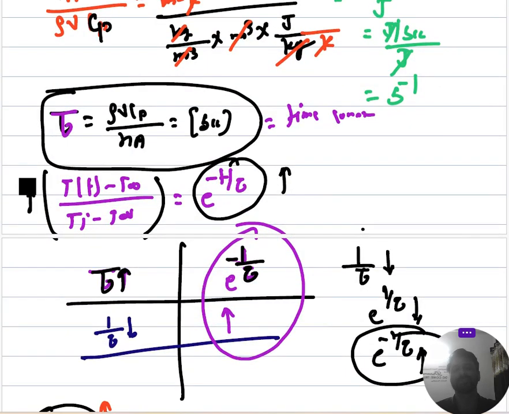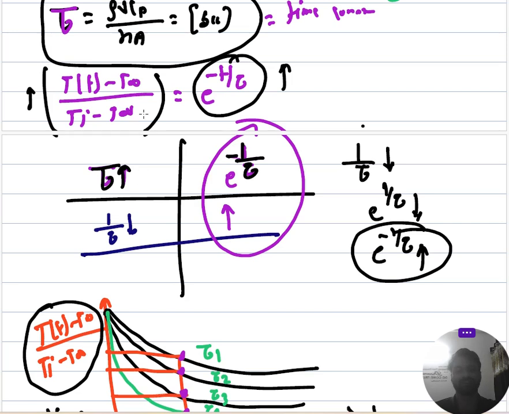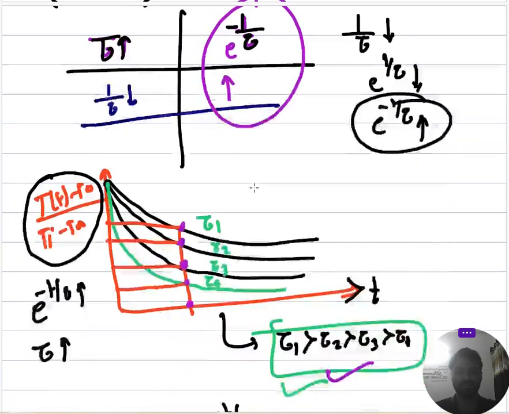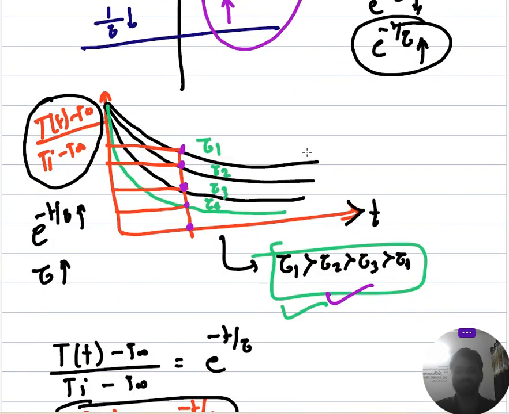One parameter can be defined as tau, that is rho V Cp divided by hA, which is called the time constant. So sometimes you can use this formula: (T(t) minus T infinity) divided by (Ti minus T infinity) equals e to the power minus t by tau, where tau equals rho V Cp by hA. Once we plot these things, you can get this kind of curve, right? Now the questions can come from here only.